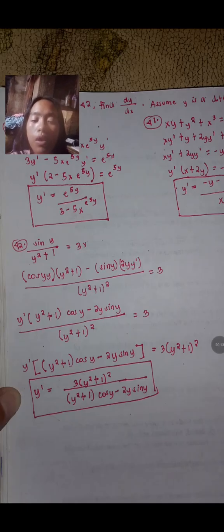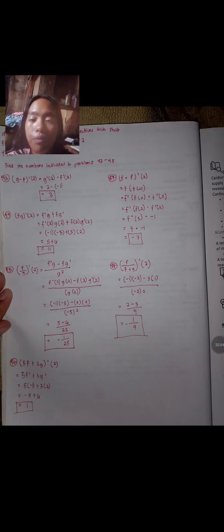There is more solution to it, so let's continue. y prime times the quantity of y squared plus 1 times cos y minus 2y sin y is equal to 3 times the quantity of y squared plus 1 raised to 2. So the answer of this is y prime is equal to 3 times the quantity of y squared plus 1 raised to 2 over y squared plus 1 times cos y minus 2y sin y.